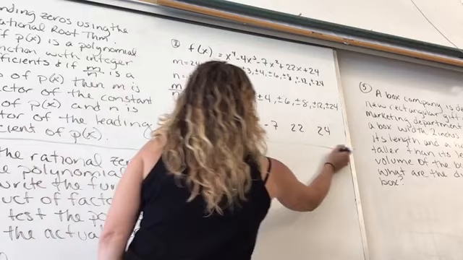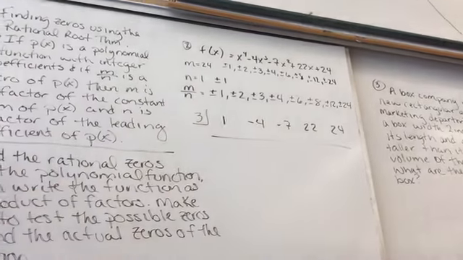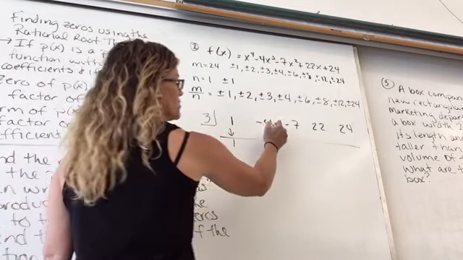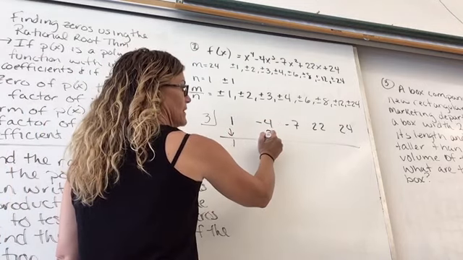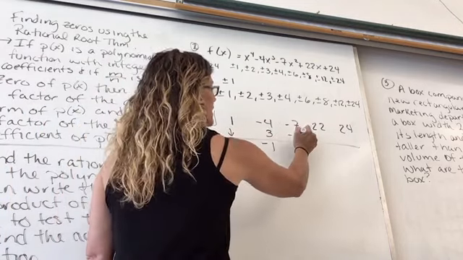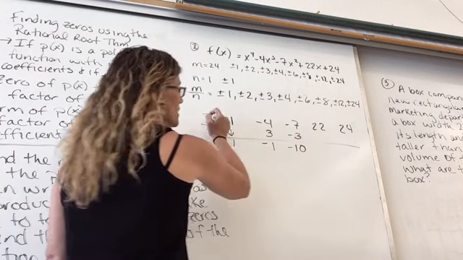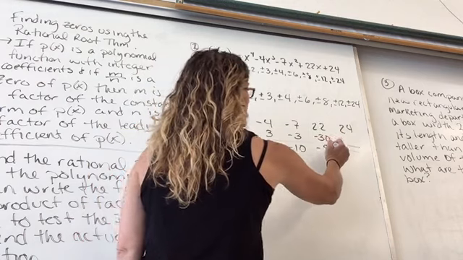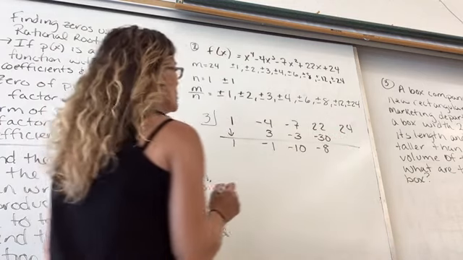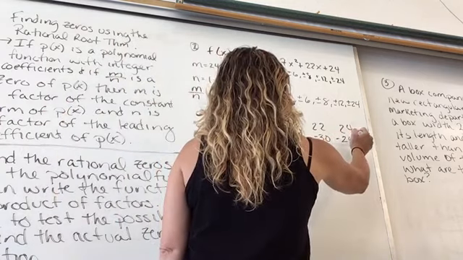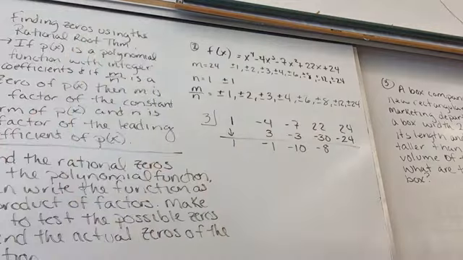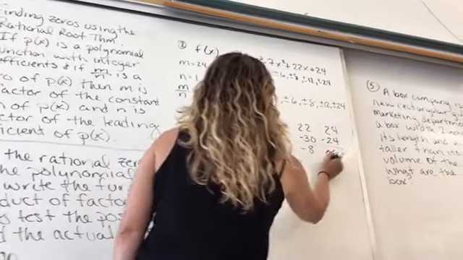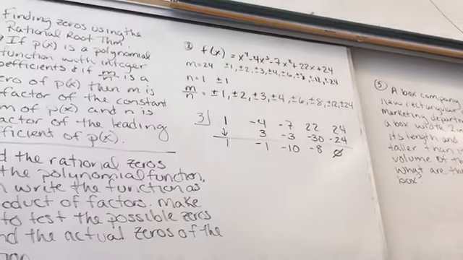So, again, synthetic division to test our choices. Drop down the 1. 3 times 1 is 3. Add these together, it's negative 1. There's a negative 3. That's negative 10. 3 times negative 10 is negative 30. Add them together, I get a negative 8. 3 times negative 8 is a negative 24. Got lucky. So there's our zero remainder.